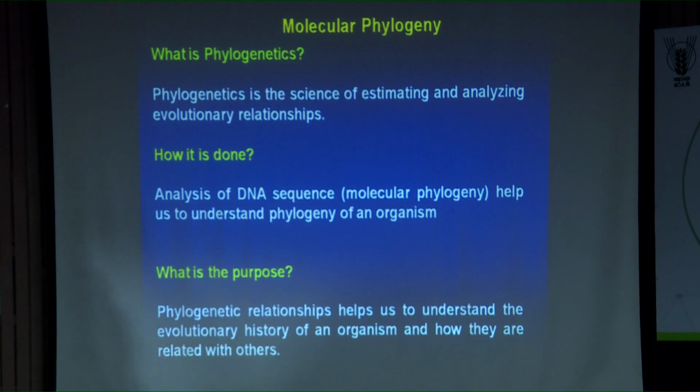So, what is then phylogeny? Phylogenetics is the science of estimating and analyzing this evolutionary relationship. So, whatever evolutionary relationship different individuals have, that can be analyzed or understood by the understanding of this phylogenetics. How is it done? It is done through analysis of the DNA sequence, which helps to understand the phylogeny of an organism. And what is the purpose? The phylogenetic relationship helps us to understand the evolutionary history of an organism and how they are related to each other. So, this is the purpose to understand the molecular phylogeny. Next.